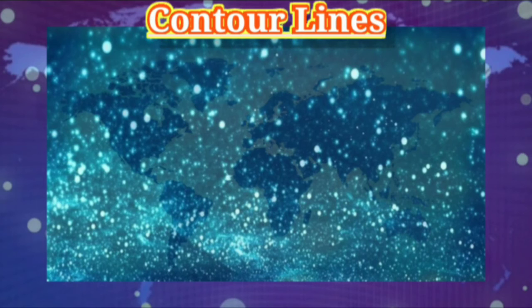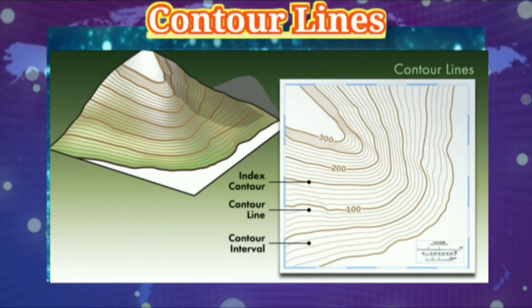Contour lines. Contour lines are usually drawn at fixed intervals of height such as 20 meters, 50 meters, or 100 meters. Uniform contour interval is maintained on a given map. Contour lines give an indication of the slope of the land as well as the elevation above sea level. Where contour lines are far apart, it represents a gentle slope. Closer lines represent steep slope and uniformly spaced lines represent uniform slope.